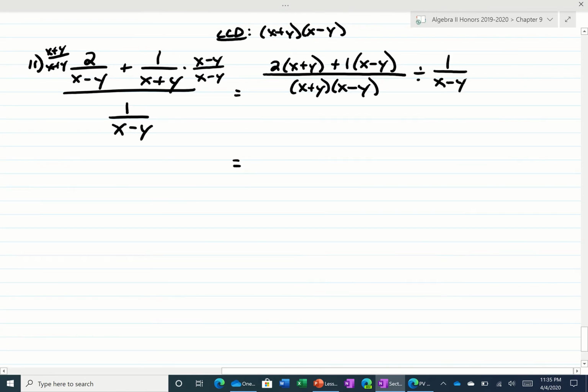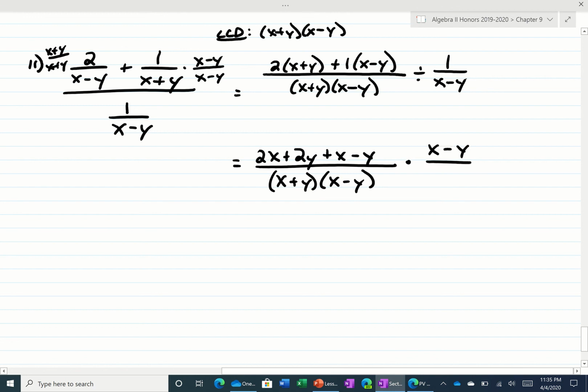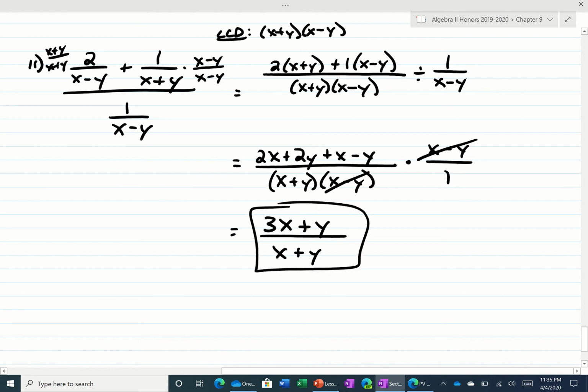So let's go ahead and simplify. Distribute, so 2x plus 2y plus x minus y divided by x plus y times x minus y. Keep, change, flip. So we could right away cancel these. See what the top does. This would be 3x plus y over x plus y. I think that's it. Let me just check the notes here. 3x plus y over x plus y is correct.